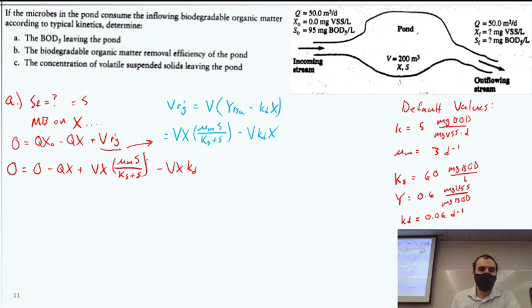Next thing you'll probably notice is we have an X in every term, so we can simplify there. I'll give you a couple minutes to work on simplifying from here, because you can see that once we cancel the X's, we're left with just S and some other terms that we are given. So from there you should be able to solve. It's going to take some algebra, but you should be able to solve for S to find your answer.